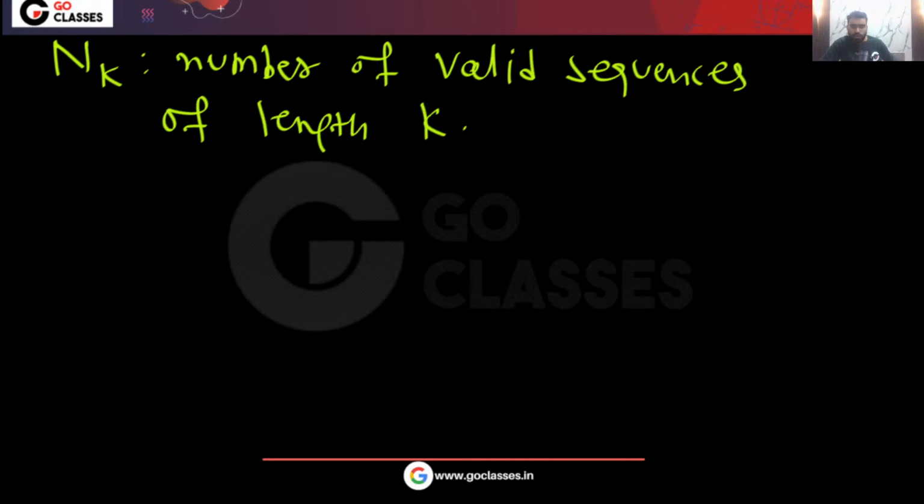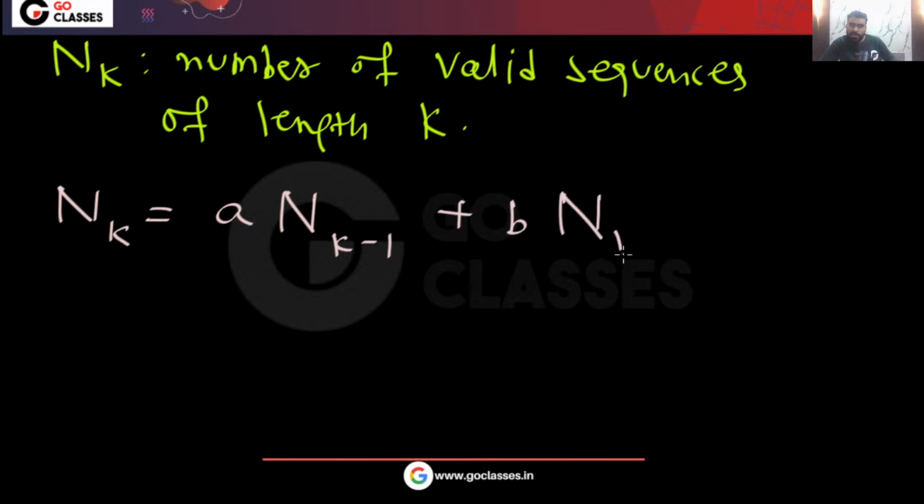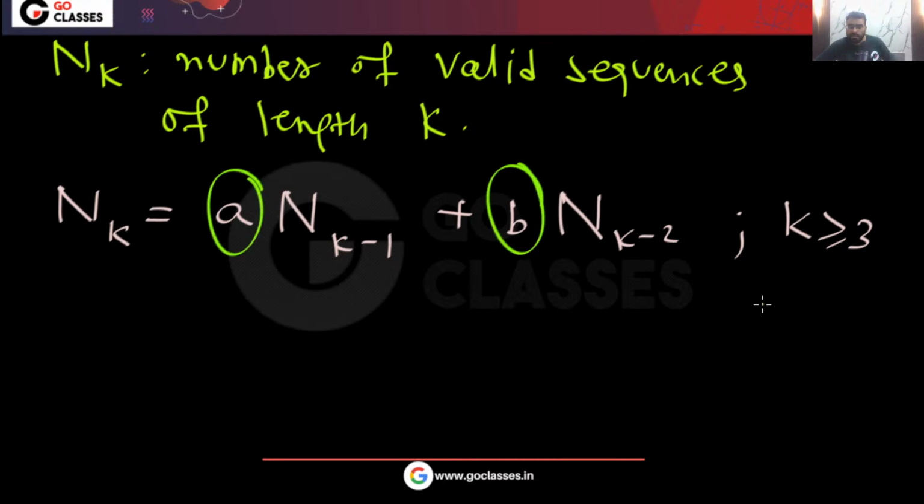You just tell me what will be n3, n4. See, this equation is given to you: nk equal to a nk minus 1 plus b nk minus 2. And this equation is true when k is greater than or equal to 3. These are the two variables. We have to find a comma b.